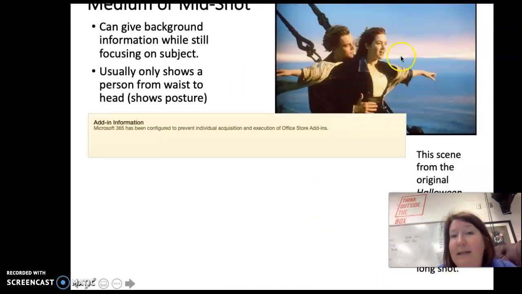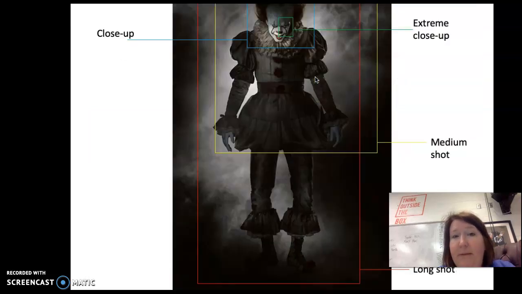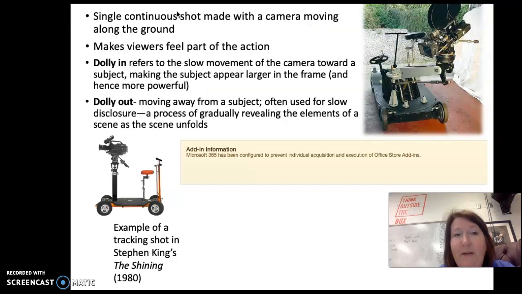Medium shot, like Titanic, gives you background information at the same time, but it still focuses on a subject. Not much like a close-up, but very similar, and it does give you some background as well. And then we look at this: this is an extreme close-up, a close-up, your mid shot or medium shot, and a long shot. Guys, you are manipulating these film devices to show what you want them to show. So be creative in the way that you explain them and the way that you use them.